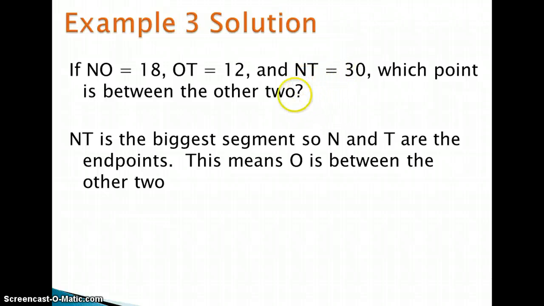So that tells me that the points N and T have to be the endpoints. If N and T are the endpoints, the only other point available to me is O. That means that O has to be between the other two. And again, NO plus OT gives me NT.